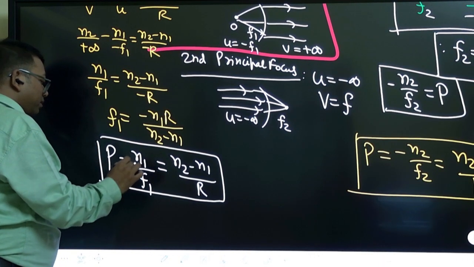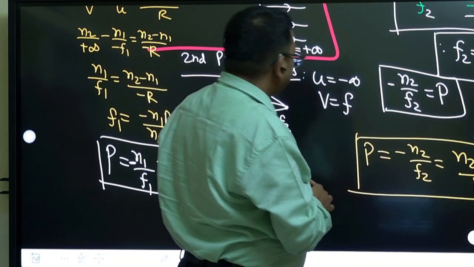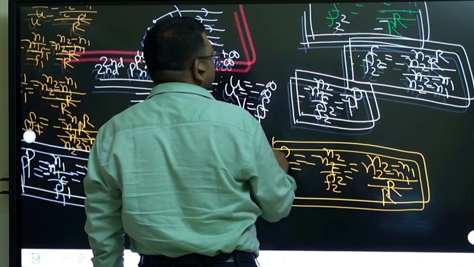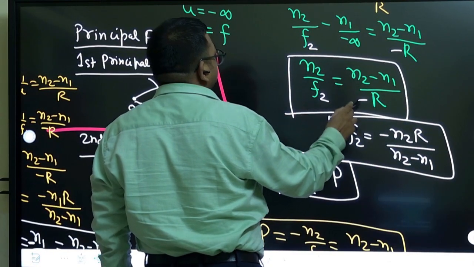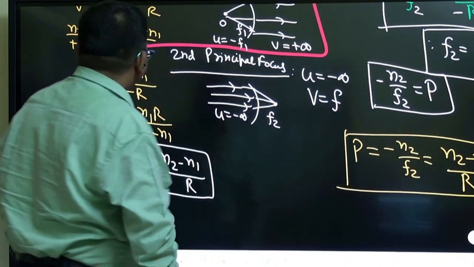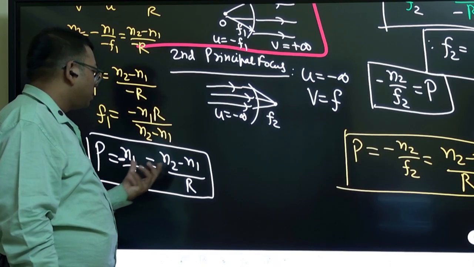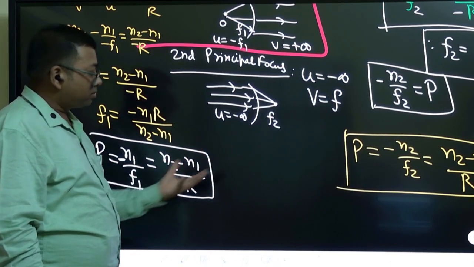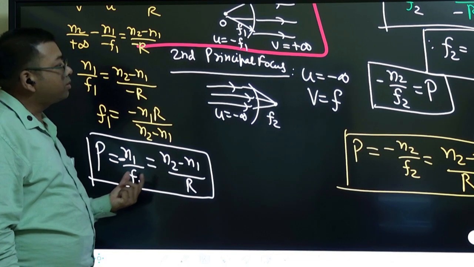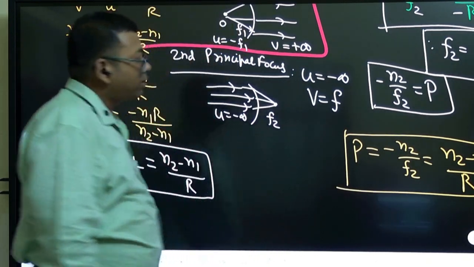So this power is minus N1 by F1, which is N2 minus N1 by R, and this is also coming as minus N2 by F2, which should give us the same as N2 minus N1 by R. Are they giving the same? Let's check. This minus I have taken, so minus times N2 by F2 it is coming, and here also we have taken minus N1 by F1. So the idea is that power can be calculated as N2 minus N1 by R, either this way or that way. But when you are using the first focus, you have to write minus N1 by F1. When you are writing the second focus, you have to write minus N2 by F2. Are you clear about this?